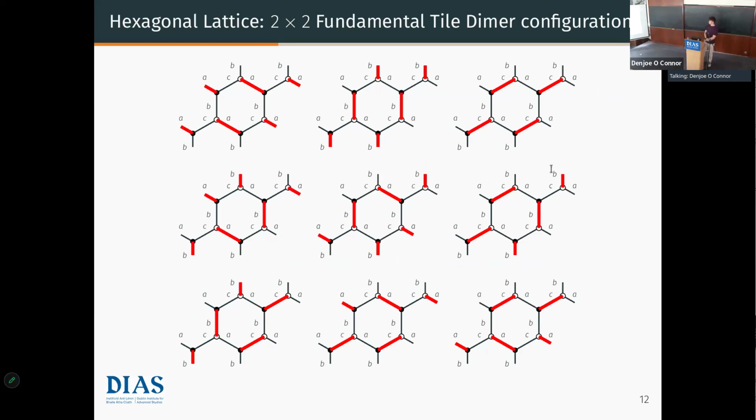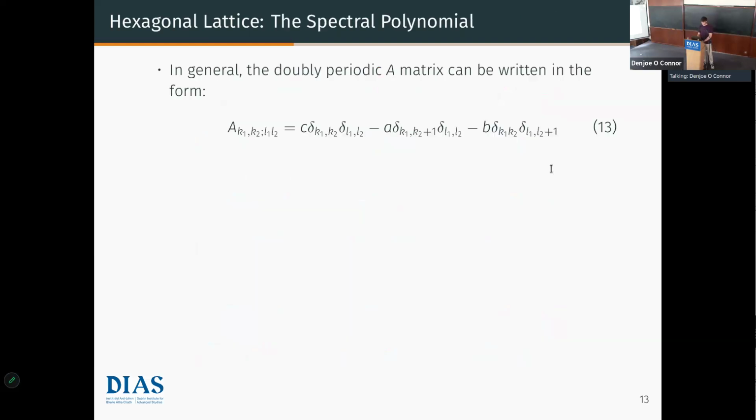So we're retaining the same thing that we would get from counting. I suppose that's a nice verification that Kasteleyn's theorem is working in that aspect. Okay, so in general, the doubly periodic A matrix can be written using the following.